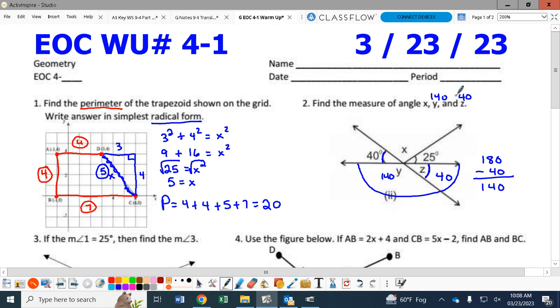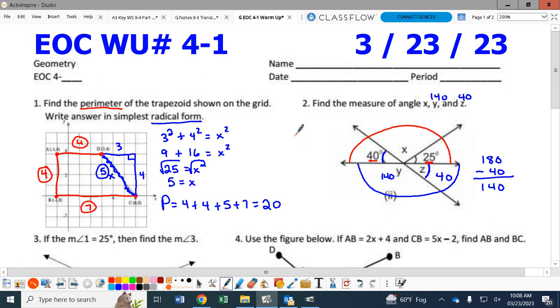Okay, I'm going to use the exact same rule, but on the top this time. Do you see the line on the top? This line right here also has to add up to 180. Only problem is I already have 2 numbers. So what do I have to do with those 2 numbers first?